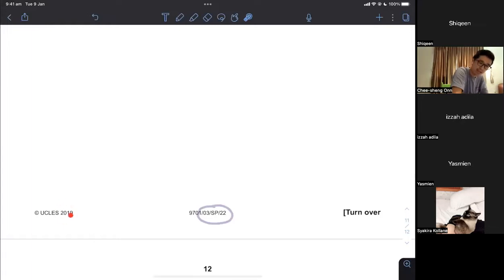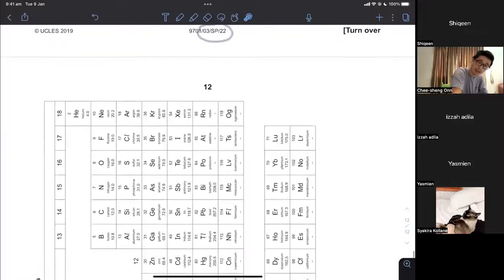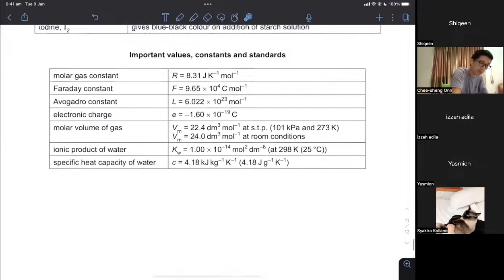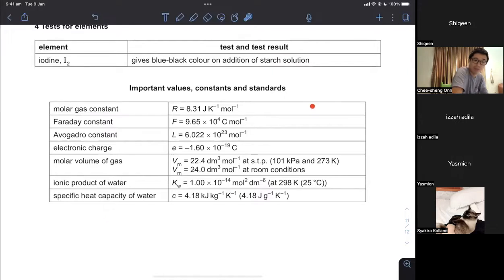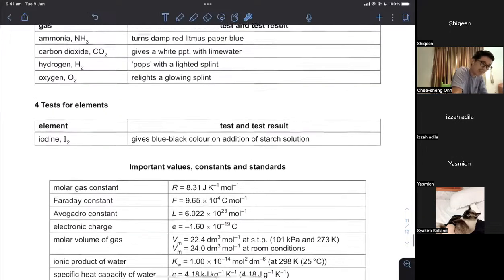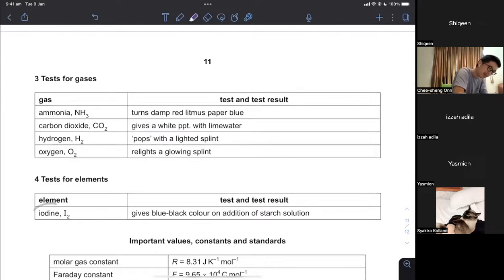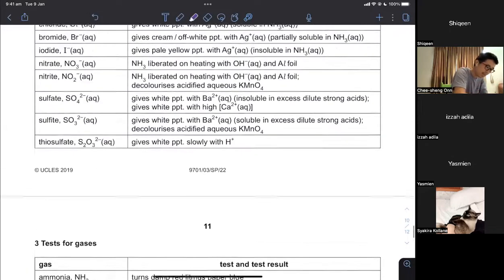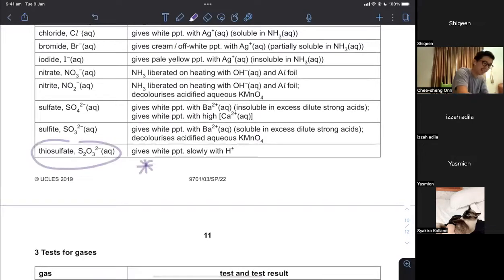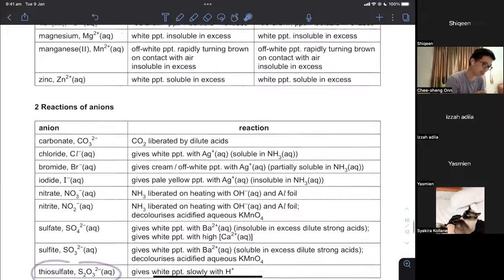This was published in 2019 in preparation for the 2022 syllabus. You have a periodic table, as I mentioned, in your new paper 3. You have this particular constant. Who knows what they want to ask you based on this constant. These are all the tests I mentioned last week. This is a new test, and this is a new test. That particular March paper 3 actually asks you to test for thiosulfate. It gives you a precipitate with H+, which is similar to that disappearing cross rate of reaction practical.